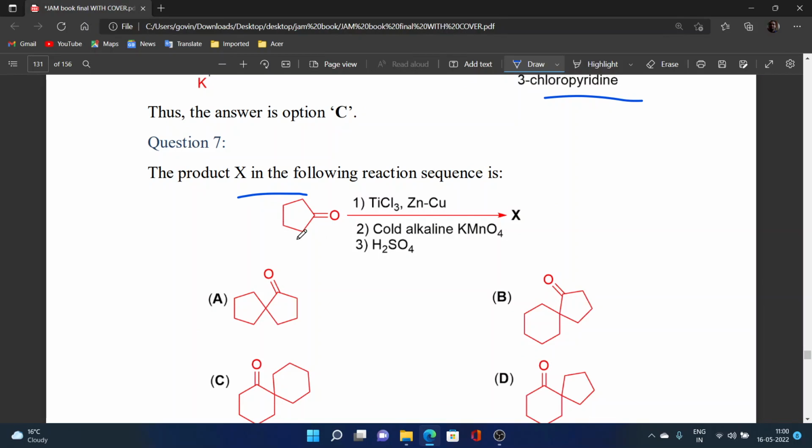Moving on to the next question, the question says the product X in the following reaction sequence is. So you have this cyclopentanone, you are reacting with TiCl3 and zinc-copper alloy. This is the very famous McMurry reaction. This is reductive coupling. So two ketones interact with each other, oxygen is lost and an alkene is formed.